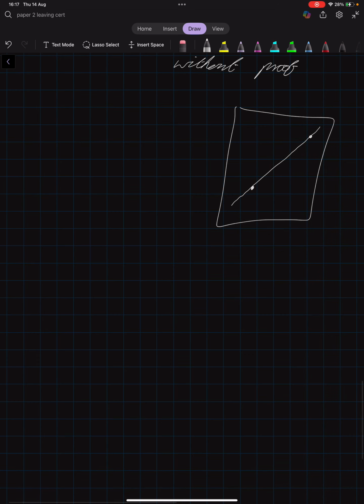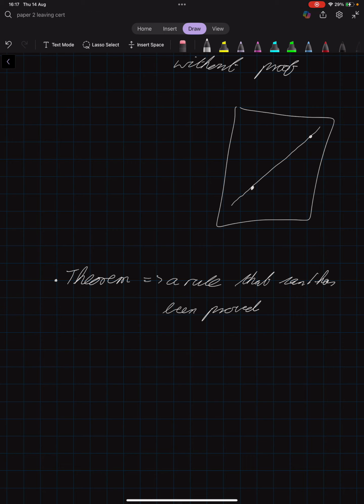A theorem is basically a rule that has been proved using other theorems or axioms.